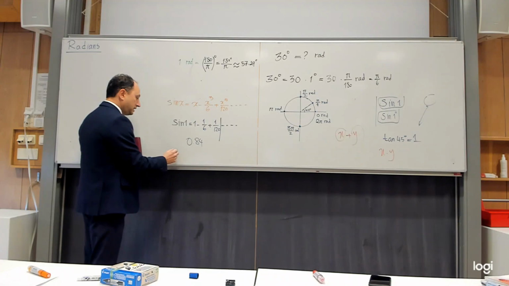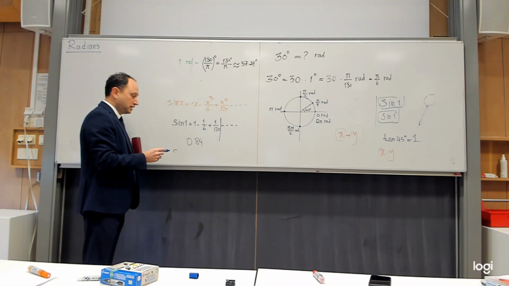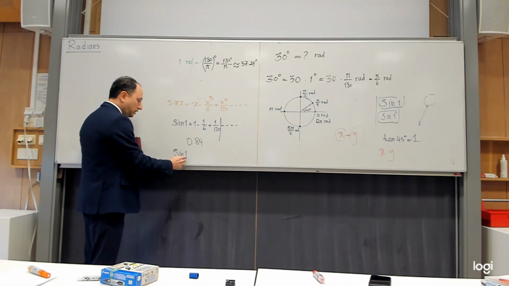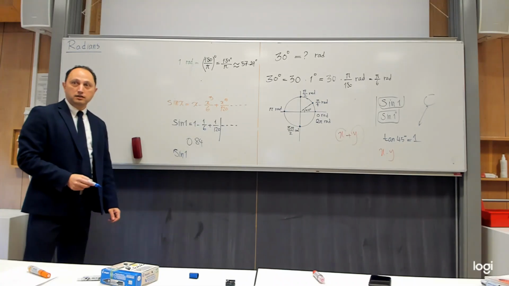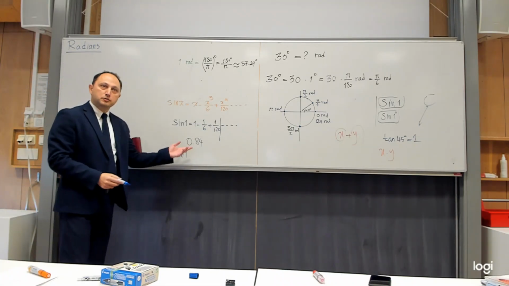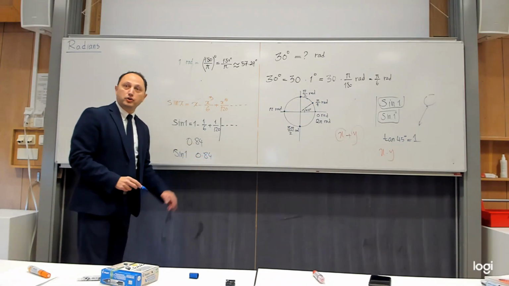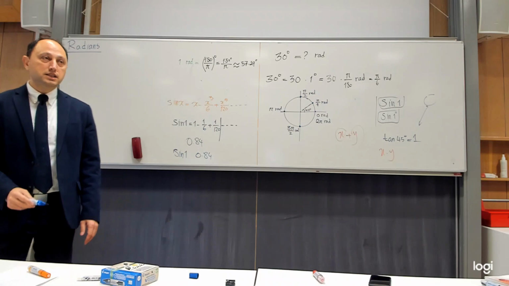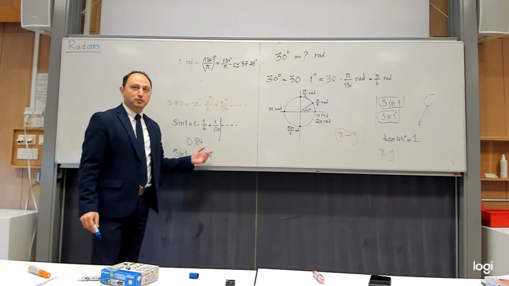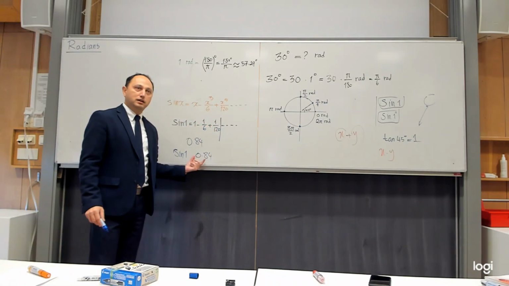Now is your calculator in radian mode? Yes. Okay, now can you calculate sine of 1? It's 0.84. Yeah, it's 0.84, yes? 0.84 with 2 decimal points, yes? So it means that if I stop up to here, up to 2 decimal points, I haven't made any errors.